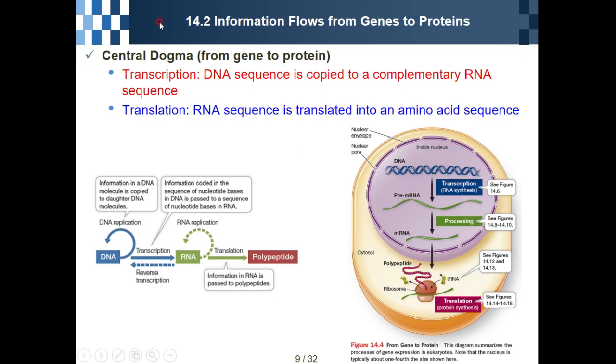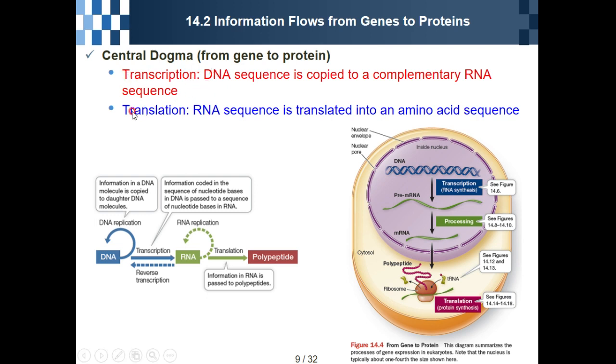Okay. Next, let me go to the second subject, information flows from gene to proteins. This one, we call the central dogma, from gene to proteins. Usually, if you already took the advanced biology course during high school, at that time the most important thing was the central dogma. So today I will teach the central dogma very briefly.